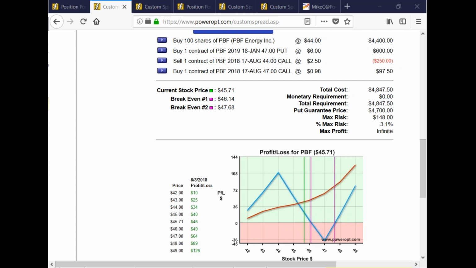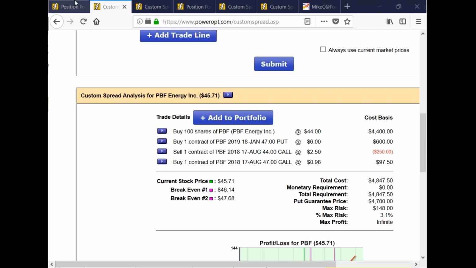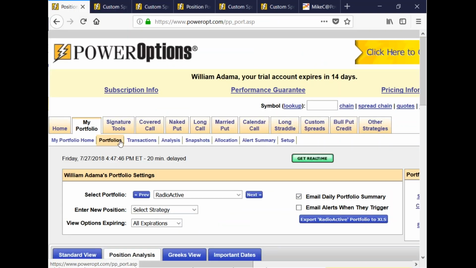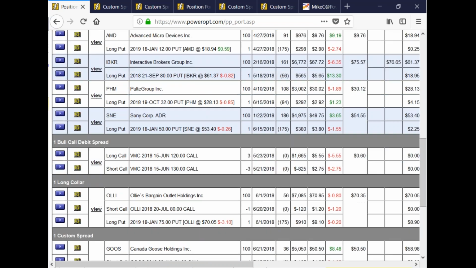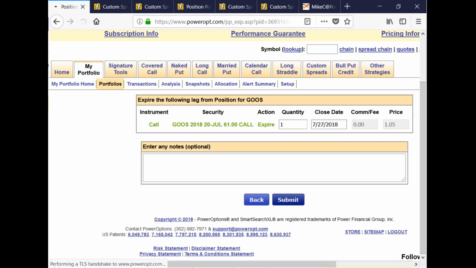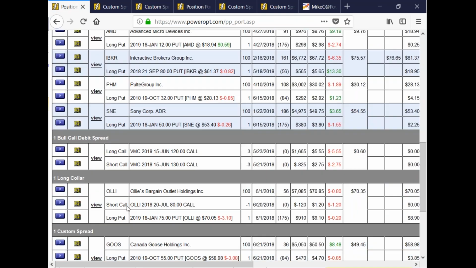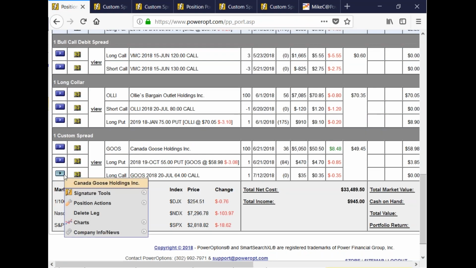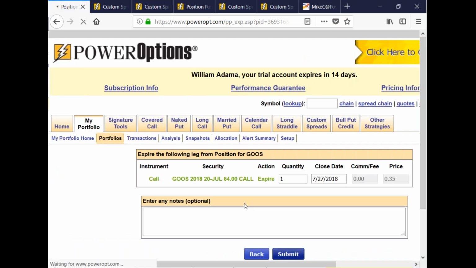Now, if I am going to use the other example I was talking about for a moment, let's go back. I'm going to go to the portfolio. Let me just do this real quick. Let me just expire these 2 legs. That's not what happened, but this isn't the actual record of the Goose trade. That's on RadioActive Trading and, of course, in my other portfolio. Good stuff.